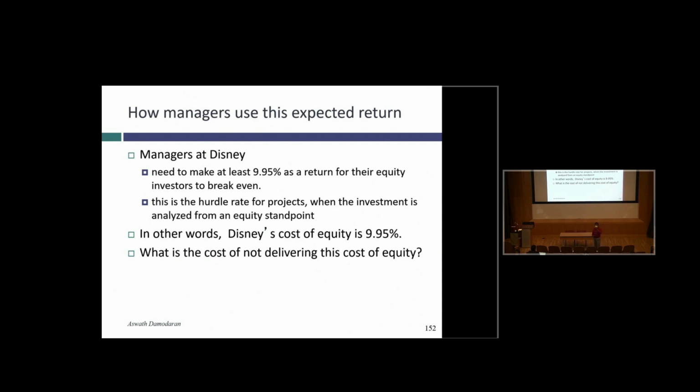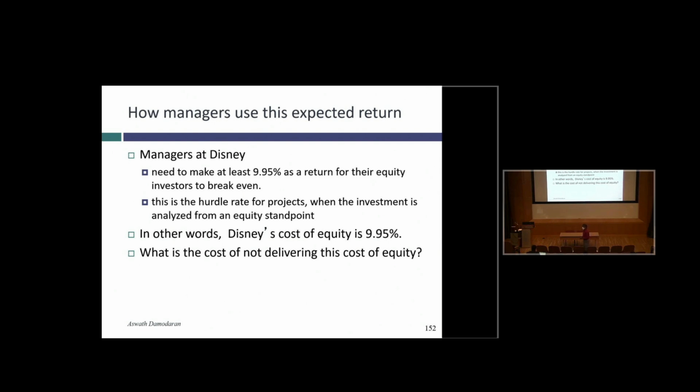So the same required return that you look at becomes my cost of equity. People often talk about the cost of equity as an abstraction. It's really the return equity investors need to make to break even. 9.95% becomes my cost of equity. We do this in corporate finance all the time. But implicit in this statement is an assumption about what managers care about and look at.